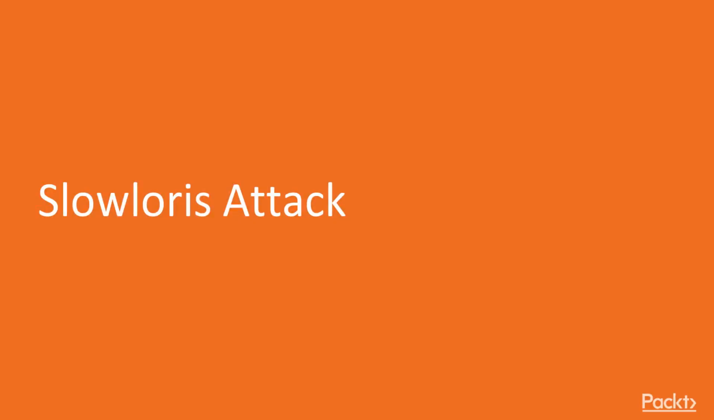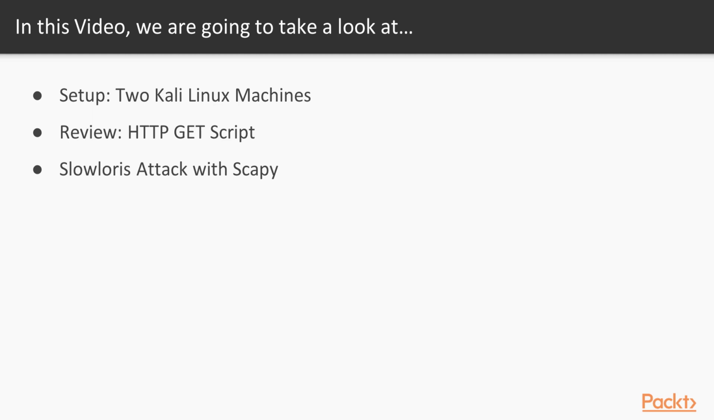In this video, we'll perform the Slowloris Attack. Here are the topics: how you set up Kali Linux machines so you have an Apache server to attack, how an HTTP GET works, which we've covered before, and how you modify that script to create a Slowloris attack.